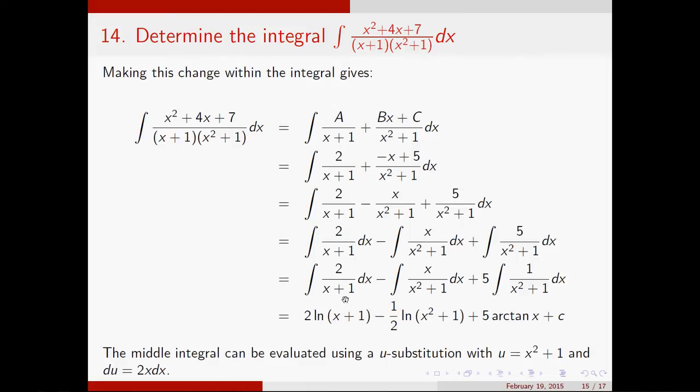So what we end up with is 2 times the natural log of x plus 1 minus a half times the natural log of x squared plus 1 plus 5 times the arctan of x plus C. Again, if you missed it, take a minute, look at that middle integral. It can be evaluated using a u substitution with u equals x squared plus 1 and du equals 2x dx. But that's our final answer for this one. You may end up seeing something different when you do this in your calculator. If I had to guess, it would probably put those 2 natural logs together using properties of natural logs, but what we've got here works just fine.